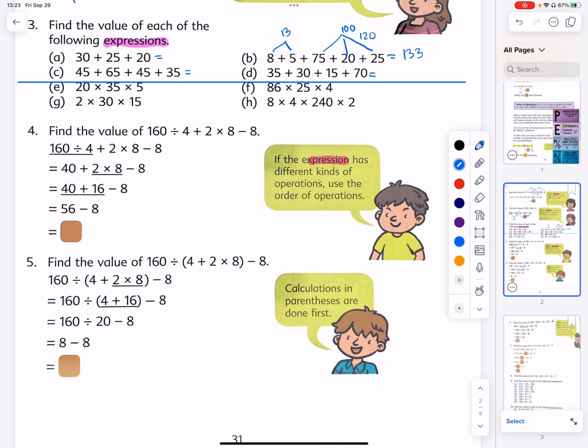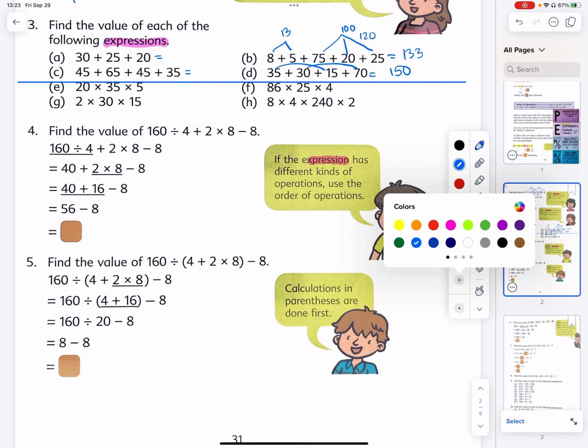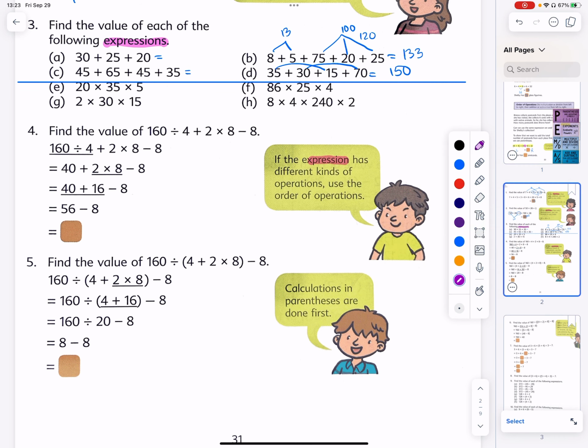Number D, again, A and C you will do yourself. Let's create hundreds. 30 plus 10 makes 100. 35 plus 15 makes 50. Altogether we have 150. Now let's address the bottom examples, F and H.